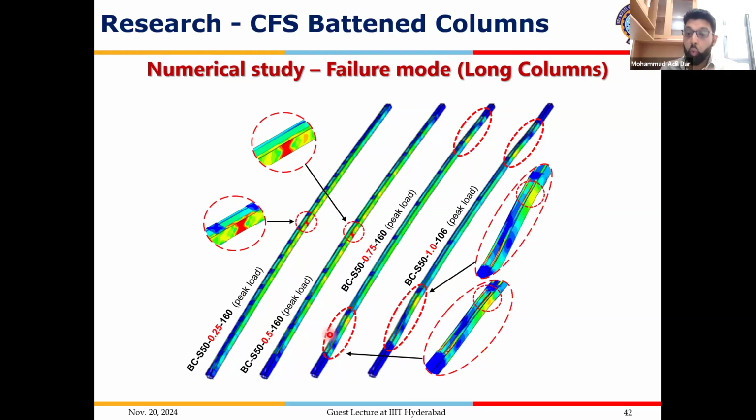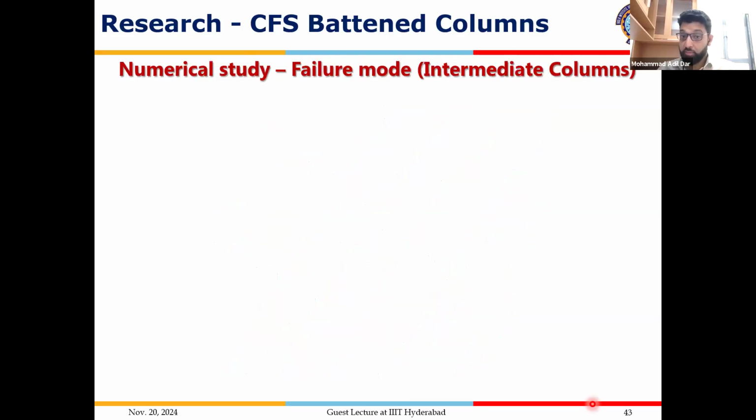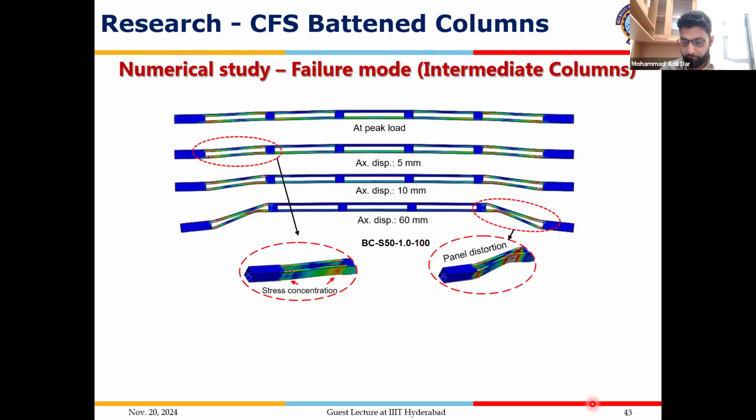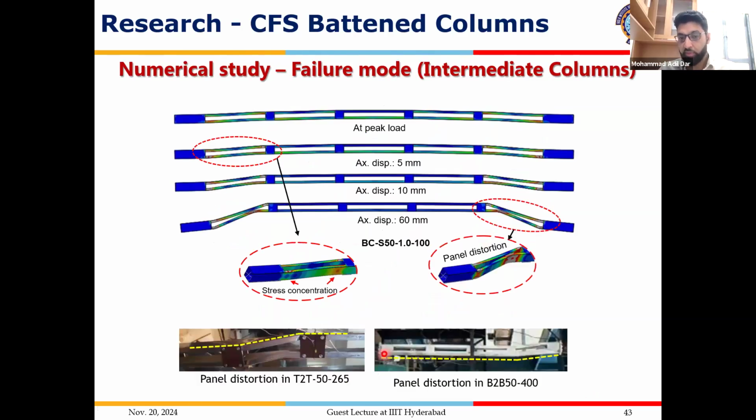This was a peculiar observation, and we tried to look into what were the main causes behind it. We also noted that in intermediate columns, where panel distortion was noted, we compared it with our experimental results. Again, we draw a limit beyond which we start observing panel distortion in cold-formed steel batten columns.